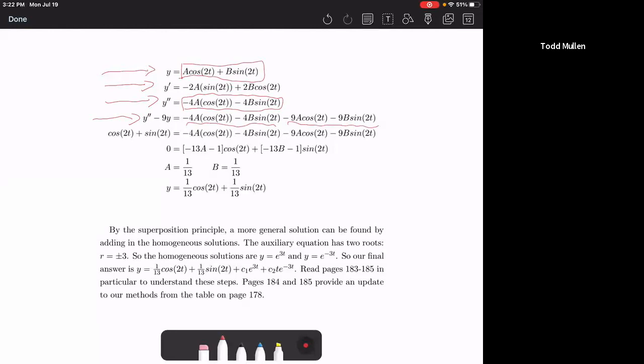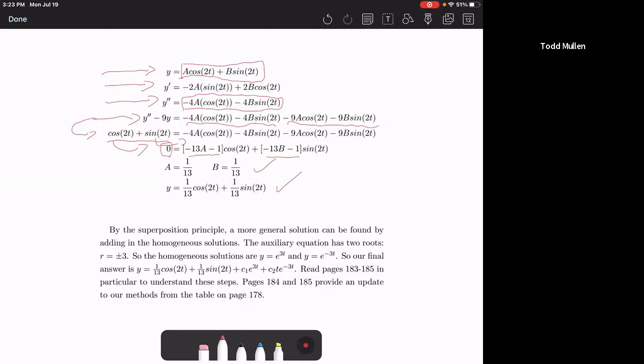Now we perform our substitution, because we know in the problem that y double prime minus 9y is equal to cos of 2t plus sine of 2t. And we're going to move the cos over and the sine over so that we're just left with 0 on the left. And on the right, we get negative 13a minus 1 times cos of 2t and negative 13b minus 1 times sine of 2t. This gives us that both a and b are equal to 1 over 13. And so our solution is y equals 1 over 13 cos of 2t plus 1 over 13 sine of 2t.